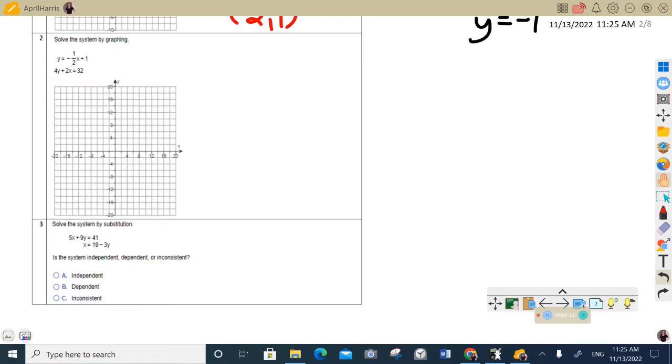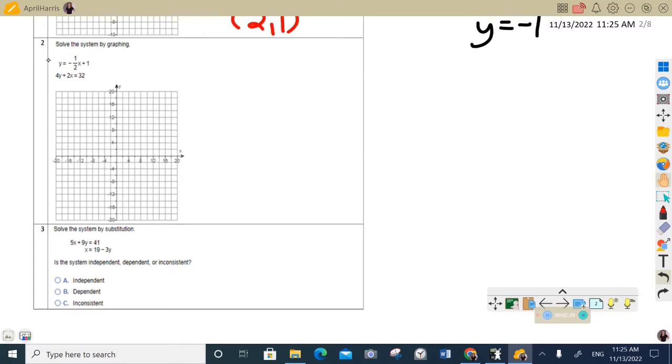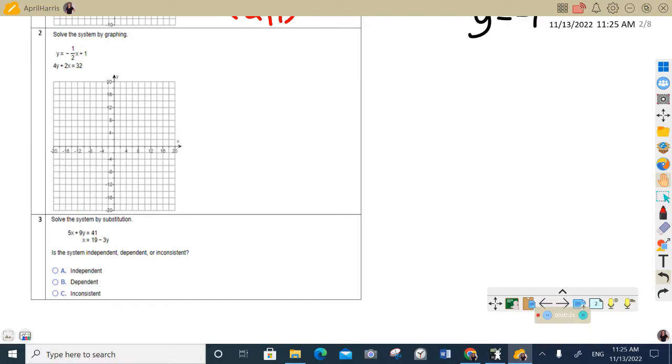Okay, problem number 2 says solve the system by graphing. You'll notice equation 1 is in y equals mx plus b form. So I'm going to use slope-intercept form to graph that one. So the slope is negative 1/2, and the y-intercept is 1. Y equals mx plus b. So we're going to plot the b first. B is where we begin. Now the y-intercept is 1.